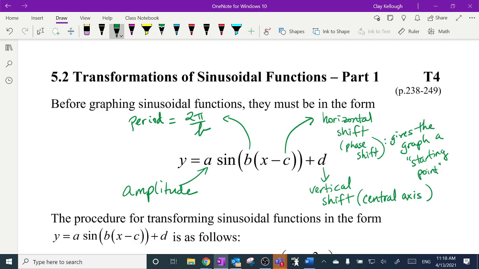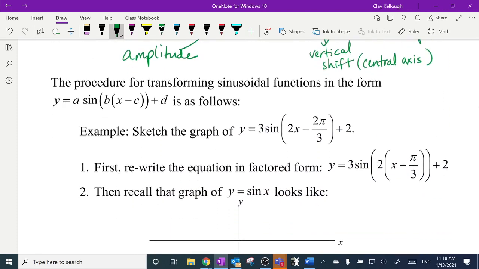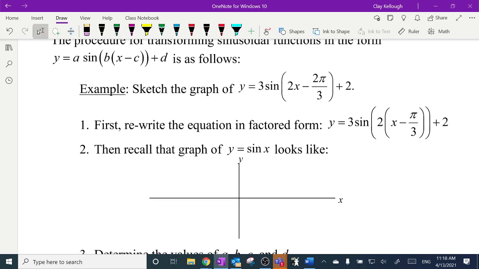There's a procedure to drawing these graphs, and you do it as follows. So for example, we want to sketch the graph of y equals 3 sine of (2x minus 2 pi over 3), close brackets, plus 2.